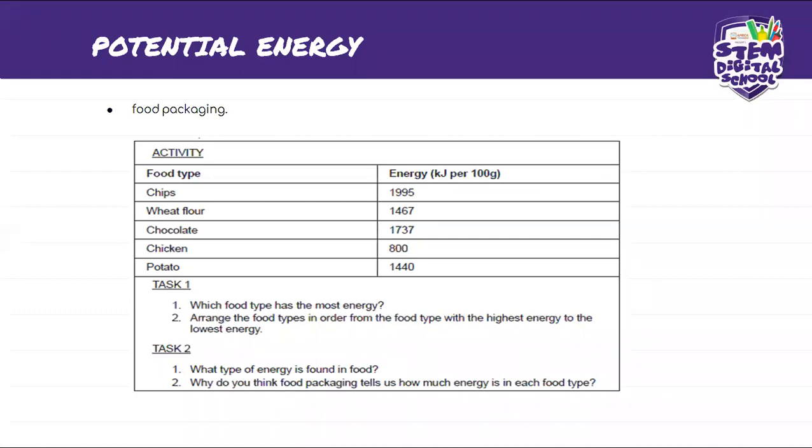So which food type has the most energy? You can look at your food packaging box and then you can see this. Before I go on, I want everyone to post from your screen. Remember, the column on the right hand side represents the energy, and the one on the left hand side is the food type, either chips, wheat, chocolate, chicken, and potato. So guys, if you are hearing me, which food type has the most energy? Can you post it just for 1 minute?